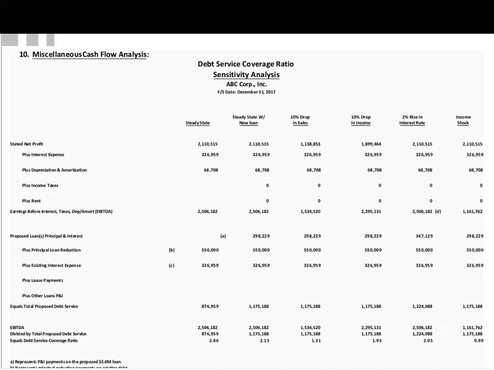The fifth column over, 2% rise in interest rates. Most banks, most lenders are very concerned with rising rates, but it doesn't really impact the cash flow that much, 2.05 at the bottom. Now for the sixth column, the income shock or break even. You'll notice 0.99. I'd slash through that at the bottom of this sixth column, put 1.0. It's just a rounding error in the Excel spreadsheet.